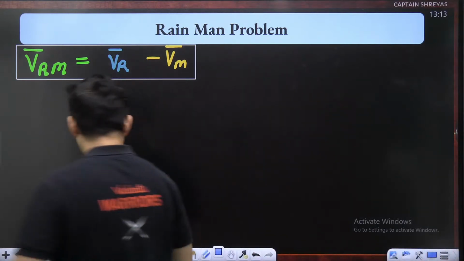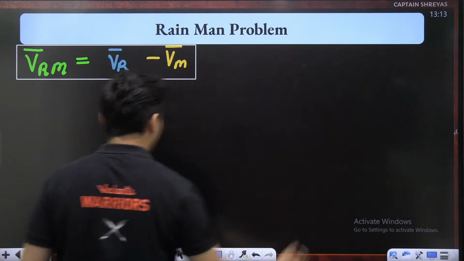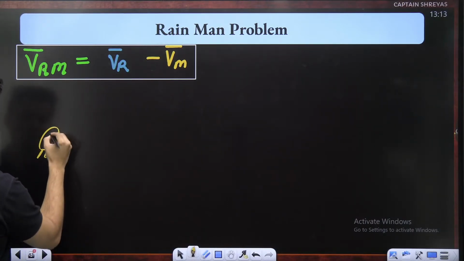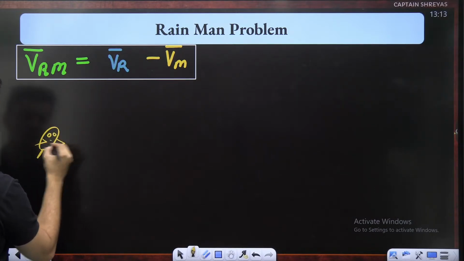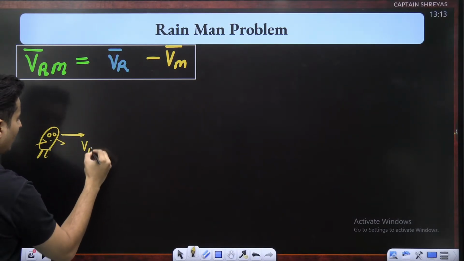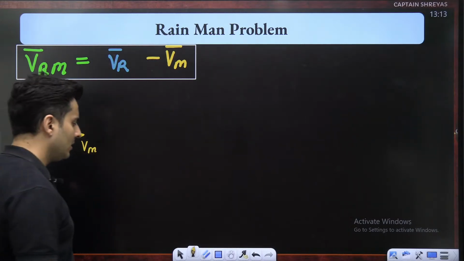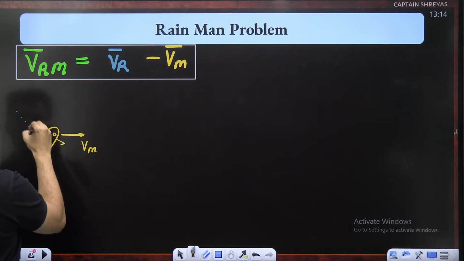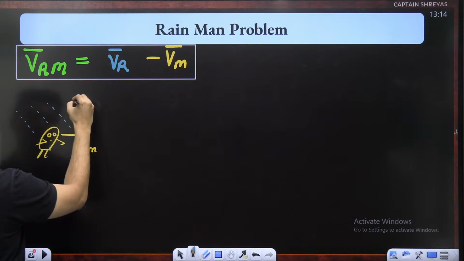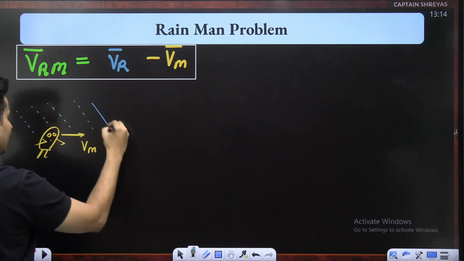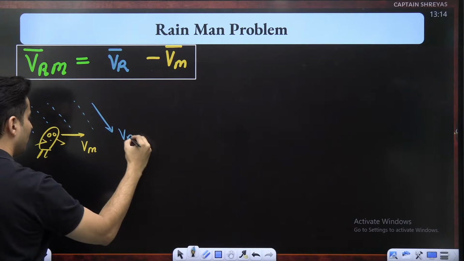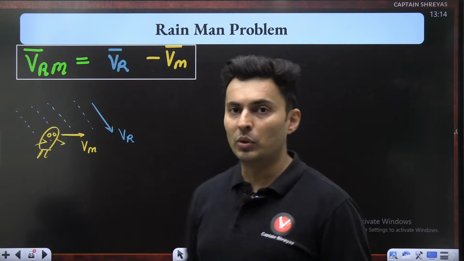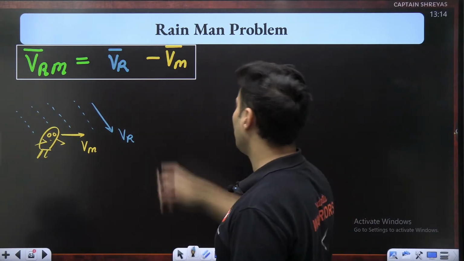So say for example, our Pandu is running like this. This is the velocity of the man. And let's say the rain is coming like this. This is the velocity of the rain. And I want to know, how am I going to hold the umbrella? Just use this equation, VR minus VM.